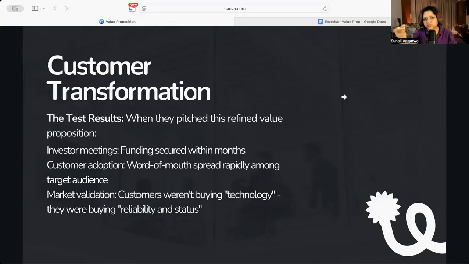So price is logical, right? Speed might be logical, but emotional is how do they feel after the service, right? The test results: when they pitched this refined value, investors gave funding, word of mouth spread rapidly, and they got market validation, right? Customers weren't buying technology, they were buying reliability and status, right? So this is what emotional or customer transformation looks like when you address emotional issues.